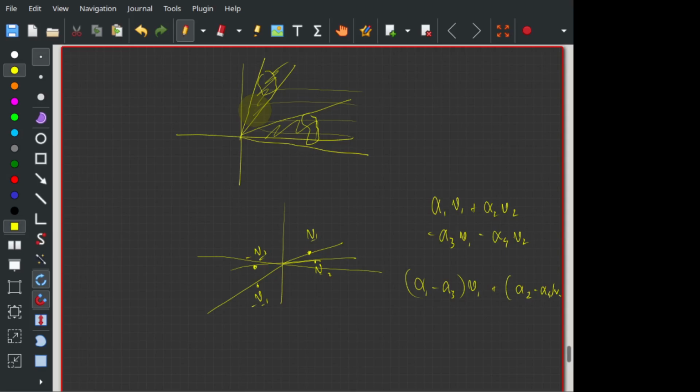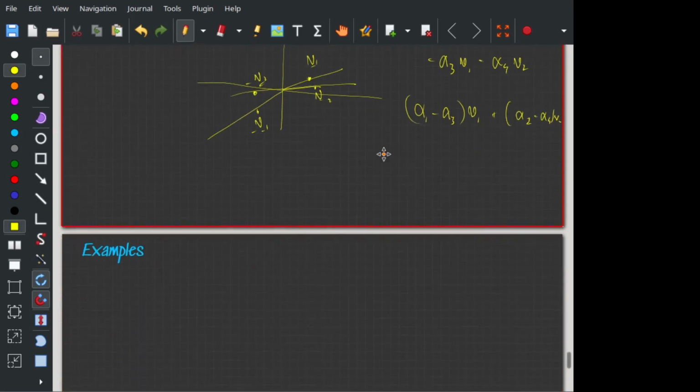Correct. But that's not always the case, right? It's potentially possible that the union of conic hulls is also a conic hull. That happens only if the boundaries of one intersect with the other. Exactly, that's the only possibility. All right. Any other questions?